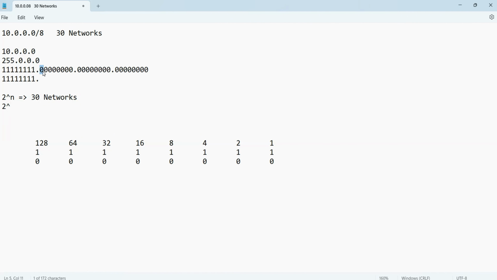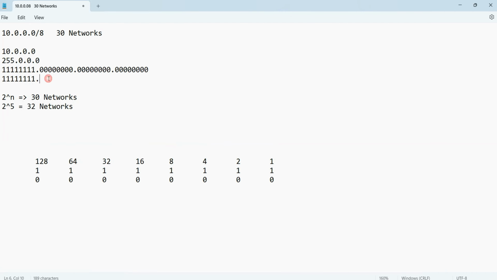If I borrow 1 bit, 2 to the 1 is 2. 2 to the 2 is 4. 2 to the 3 is 8. 2 to the 4 is 16. 2 to the 5 is 32. So I borrow 5 bits, which equals 32 networks. That's the closest number to 30. How many bits did I borrow? 1, 2, 3, 4, 5. And these stay as zeros for the actual hosts. So how many bits for the host? 8 and 8 is 16, and 3 is 19. So 2 to the power of 19 minus 2 equals what? That's what I'm looking for.